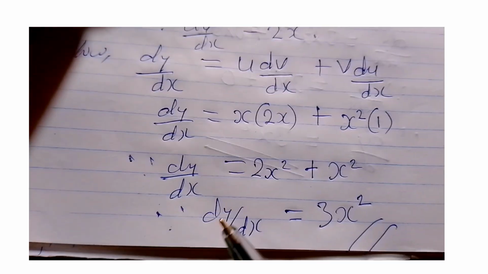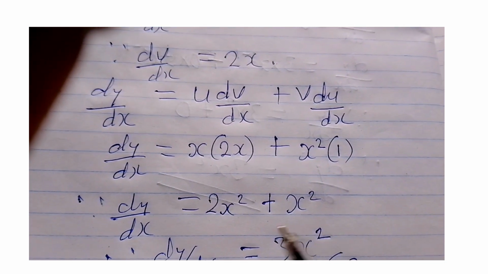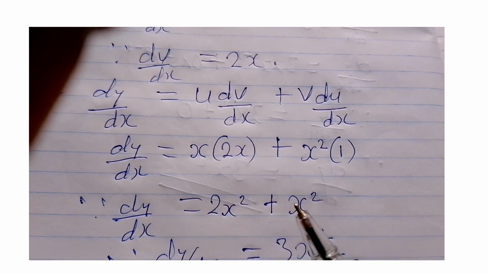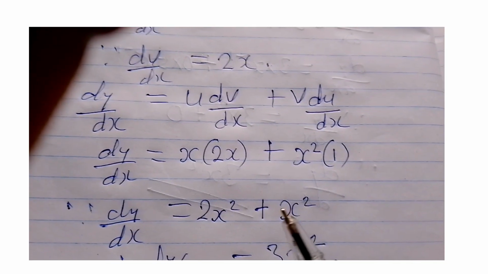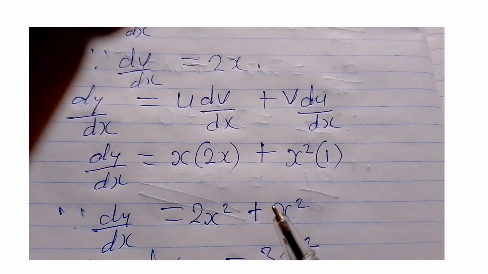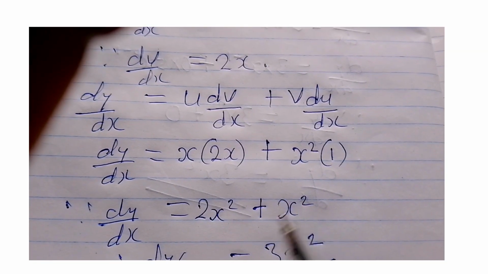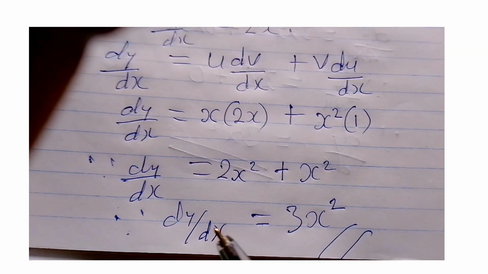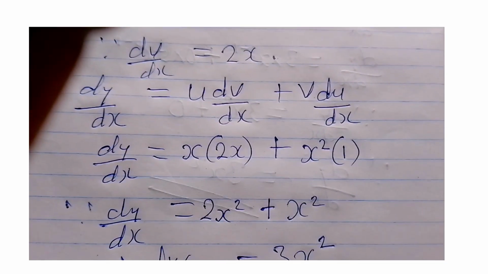So therefore, our dy/dx is equal to what? 3x squared. Because we add them together, they are in the same base. This has a coefficient of 1 in front of this x squared. So 2 plus 1 is going to give you 3, right? Now we take only one of the terms, which is x squared. That's why I have our dy/dx equals 3x squared. I hope you understand. Okay, that's nice. Let's move on to the other rule in differentiation.